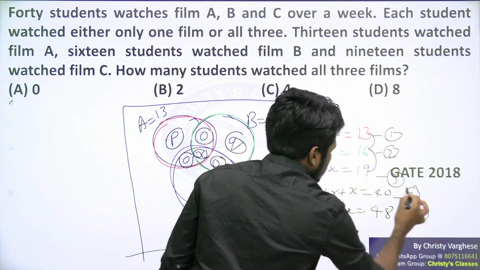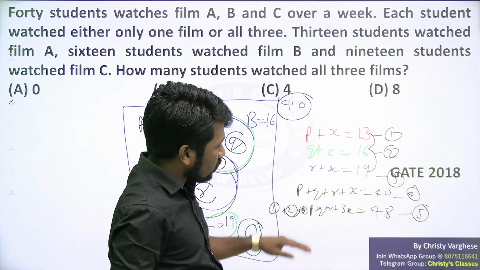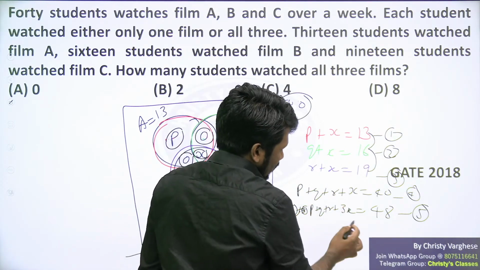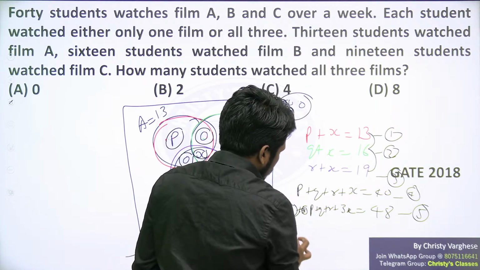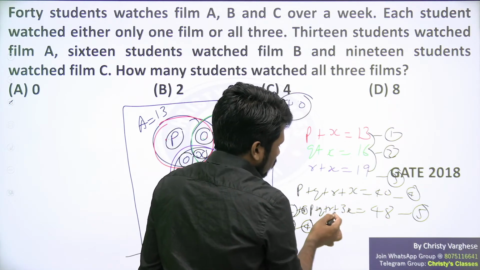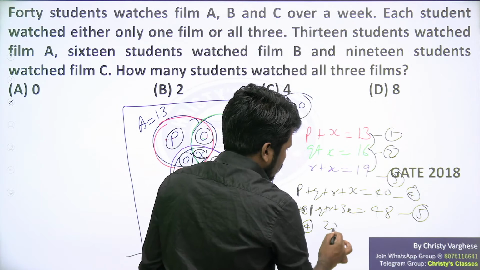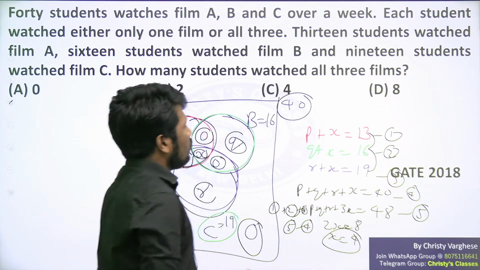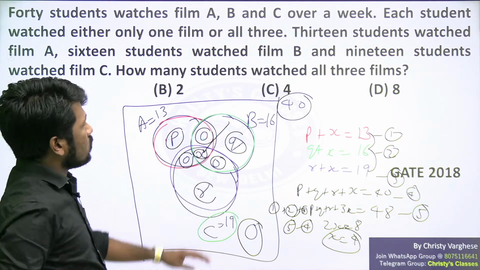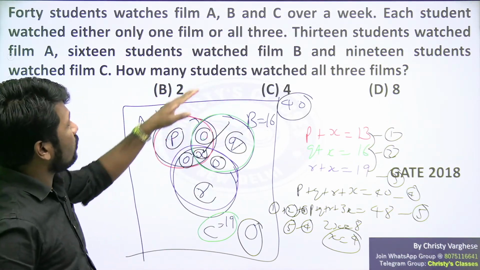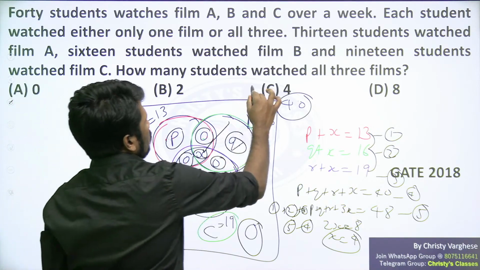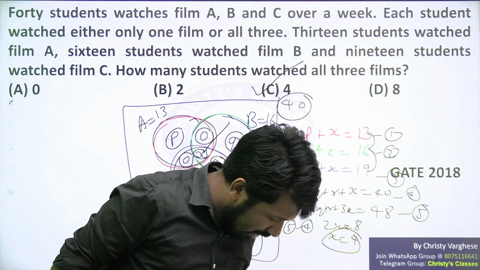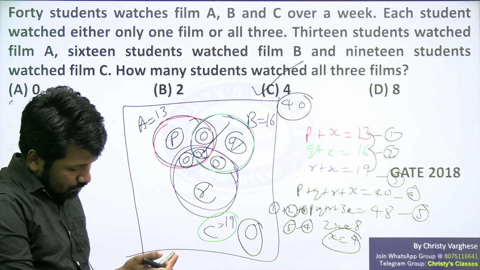Now look at this, you can write this as equation 5. Equation 5 and equation 4, you subtract, because P plus Q plus R we don't want. We want X only. So equation 5 minus equation 4, you will get 3X minus X, 2X equal to 8. 2X equal to 8 means X is equal to 4. X is what you need to find. All 3 films watching people, that will be equal to 4. Did you all understand this? This is the direct method, without much equation.